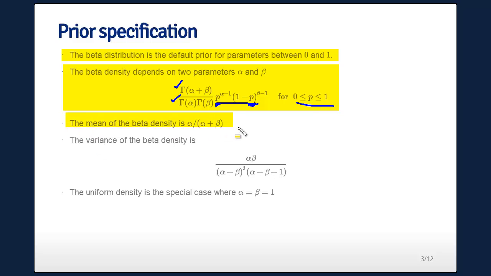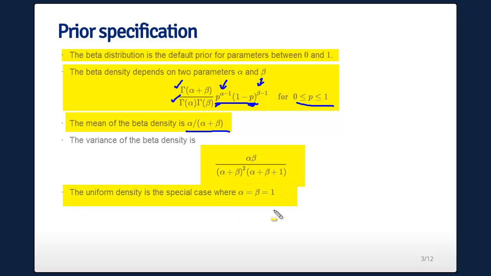The mean of the beta density, if we specify it in terms of these two parameters called alpha and beta, not to be confused with the type 1 and type 2 error rates, they're just parameters that we plug in. For alpha and beta greater than 0, the mean of the beta density is alpha over alpha plus beta, which notice has to be a number between 0 and 1, and then the variance of the beta distribution is that guy right there. The uniform density is the special case where alpha and beta are exactly 1.